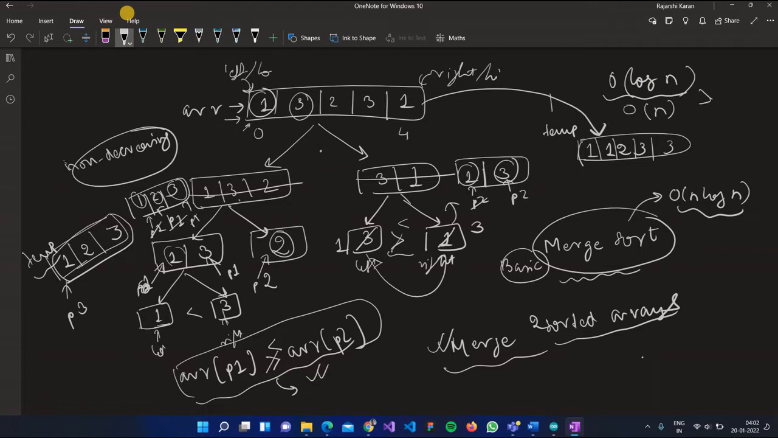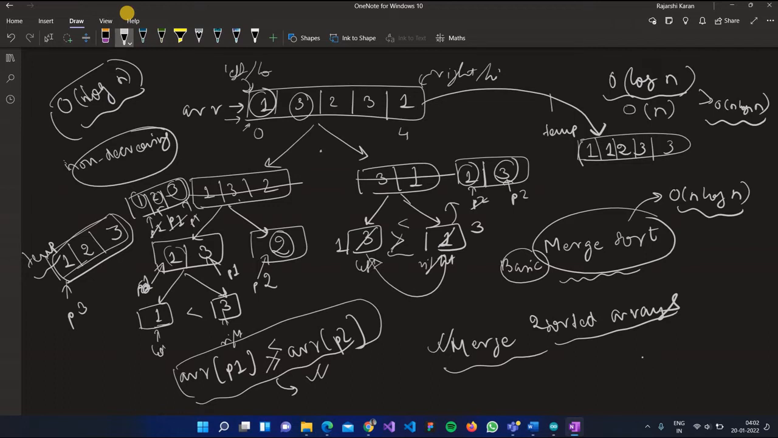So when these both things are combined, the total effective time complexity taken by the merge sort algorithm is O of n log n. So the total effective time complexity taken is O of n log n. Okay, so this is our merge sort algorithm.